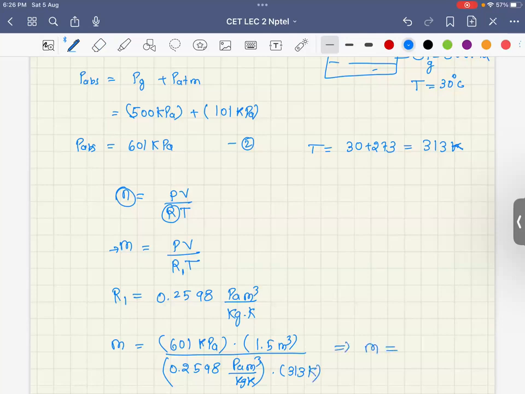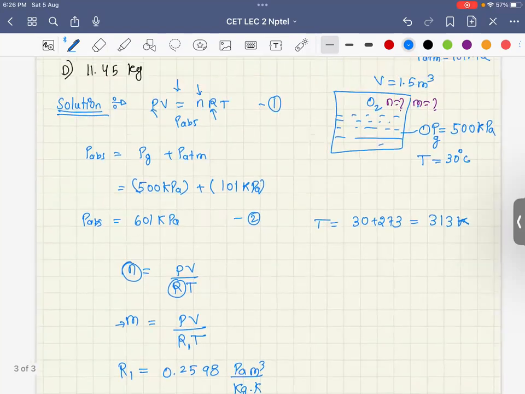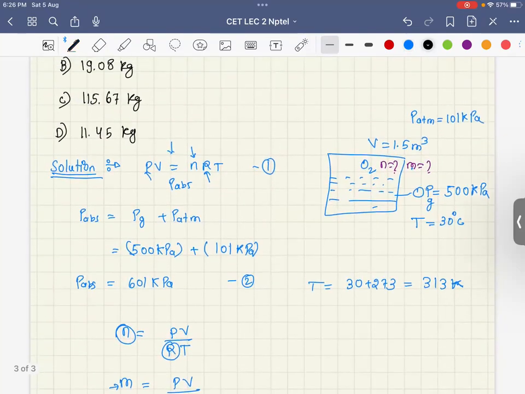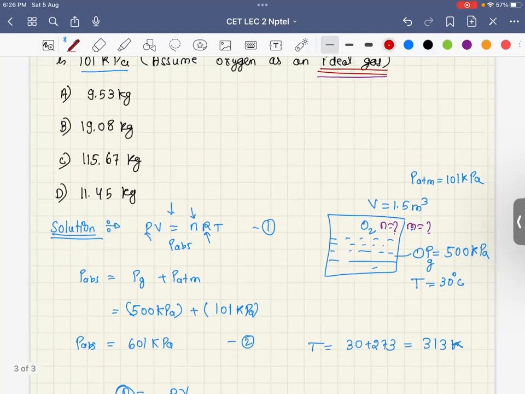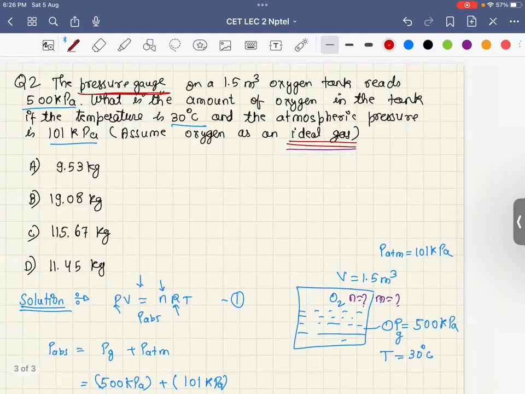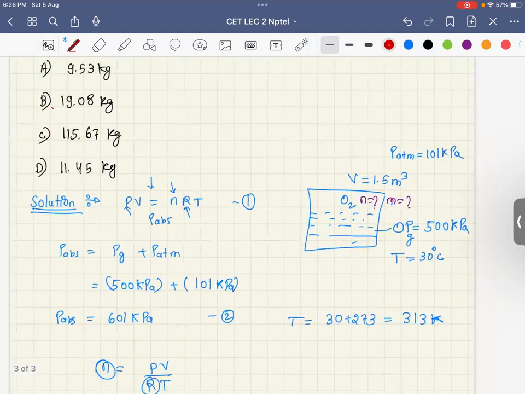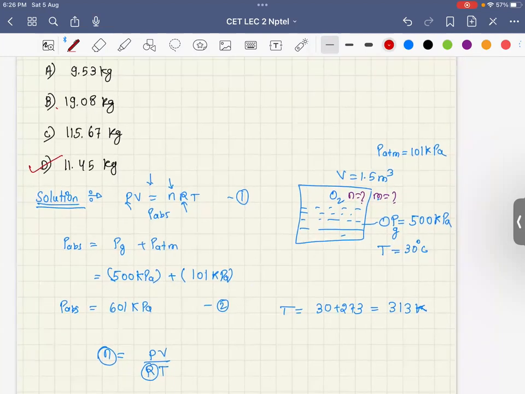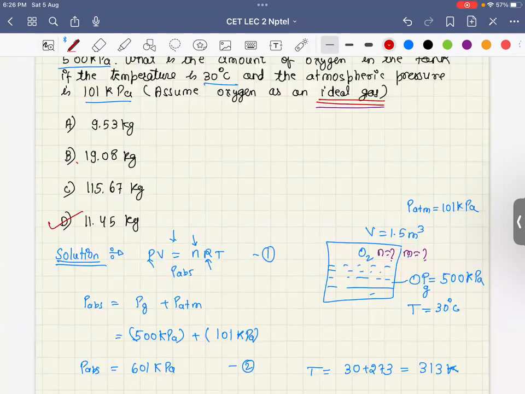Amounts to M is equal to 11.45 kg, which is option D, right? I hope the solution is clear to everyone. If you have any doubt, you can ask. Otherwise, we'll move on to the next question.